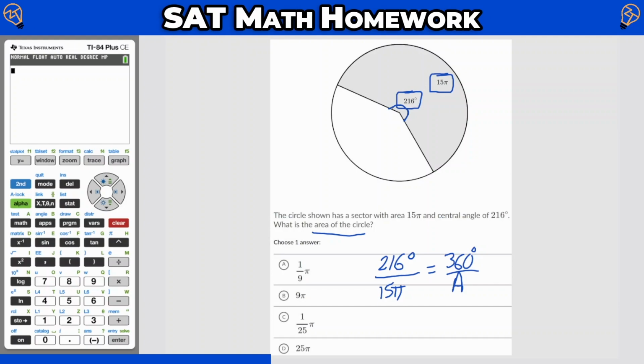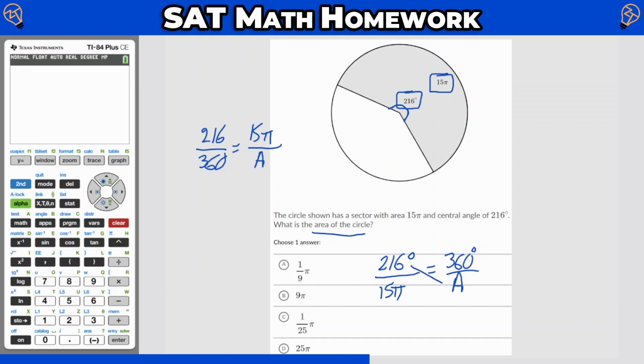Now another very valid approach, and another essentially logical way, would be saying, okay, 216 is the part to 360 being the whole, 15 pi is the part in terms of area to an area for the whole being A. So either way totally works for me.